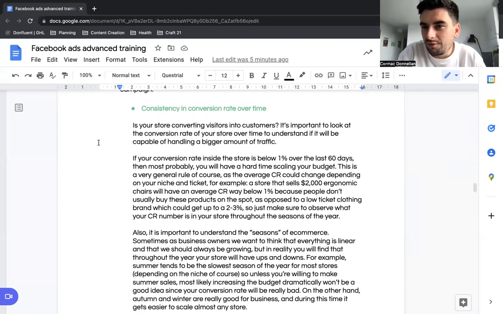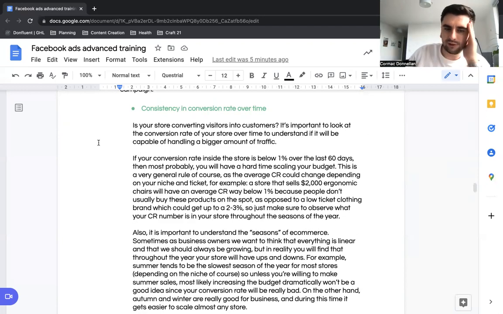So just make sure to observe your conversion rate number, what it is on your store throughout the different seasons of the year. If you know you're going to scale a campaign in November, and you know that by scaling it by $5,000 a month, you're going to get X amount of traffic through based on the conversion rate, that traffic should convert into X amount of sales, and you can kind of get a read of where you should be at.